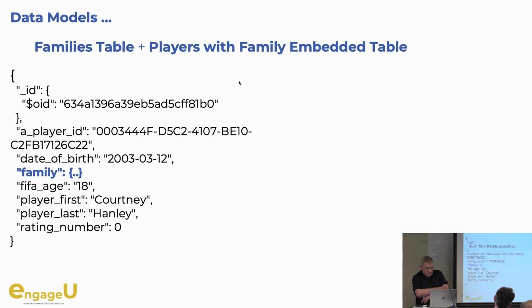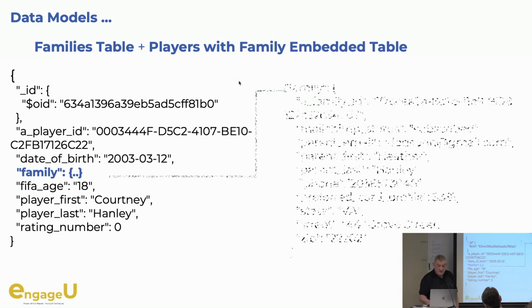So a families table, we know what the families table is like. This is what a player with embedded family data would be like. So I have the same kind of player information with an embedded sub-object, which is the family for that player.